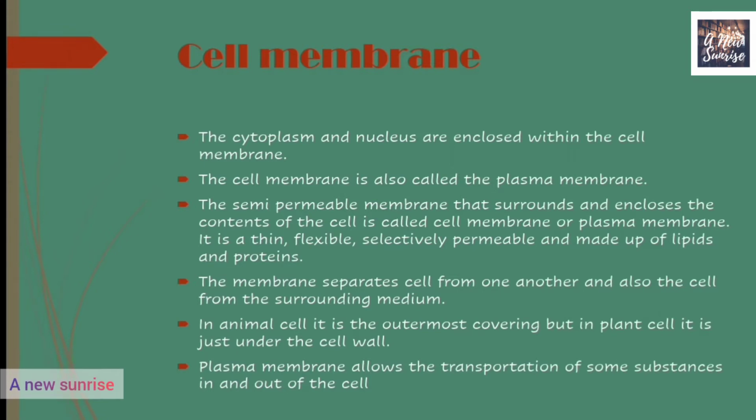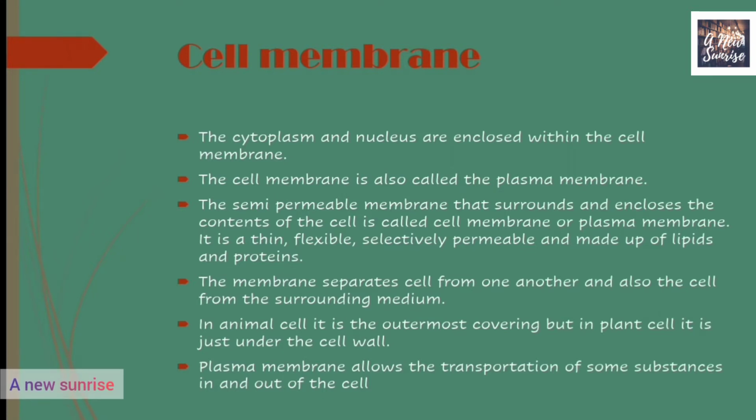In an animal cell, it is the outermost covering, but in a plant cell, it is not the outermost covering. In a plant cell, we have the cell wall as the outermost covering because plants need more protection. The plasma membrane allows the transportation of some substances in and out of the cell. So this is what we learnt about the cell membrane.